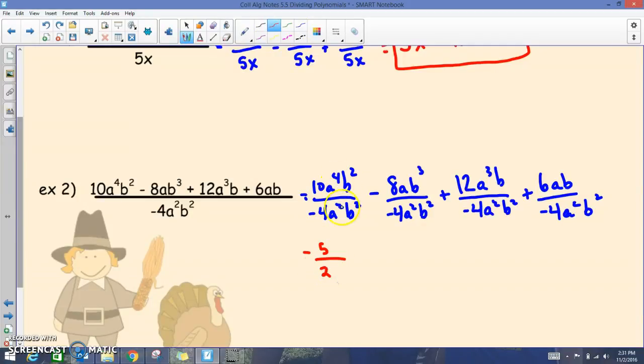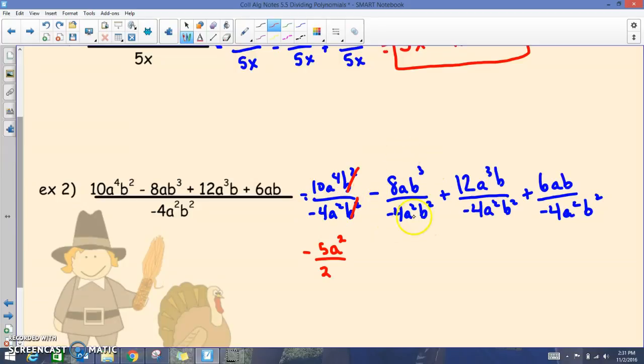Okay, and then looking at the a's, where do we have more? So look for the larger exponent, and that's on top. So we'll put the a there, and then we just subtract the big number minus the small. So 4 minus 2 is 2. And then they have the same amount of b's, so those would reduce down.